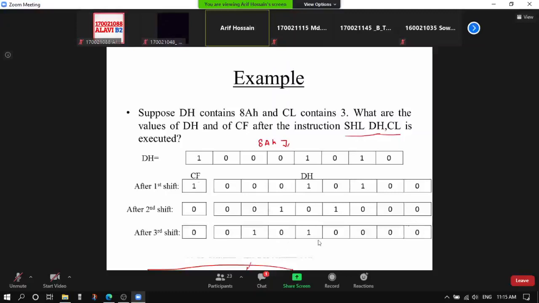So if you convert that into hex, your answer will be carry flag contains 0 and DH contains 50H. I mean, 50H is the hex form of this binary form. Is it understood? Now, did you understand shift left? Clear, everyone? Okay. So let's move on. As I said, today's one is very simple.